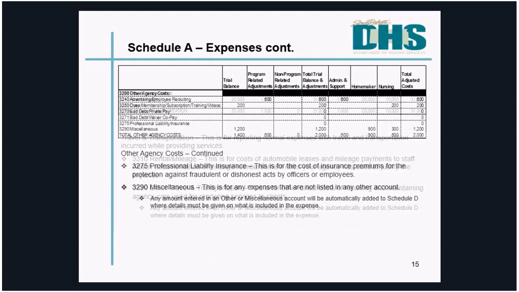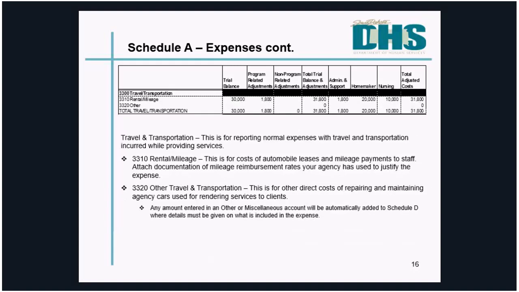Continue on. The next section is for travel and transportation. You would include expenses for vehicle rental or mileage, and then other travel and transportation. And again, the other travel transportation amount will be taken over to Schedule D. For the mileage, again, it states it there, but please attach documentation of mileage reimbursement rates your agency has used to justify the expense. That is a requirement, so please keep that in mind when you are filling out that portion of the cost report.